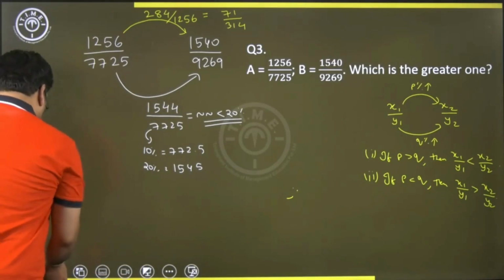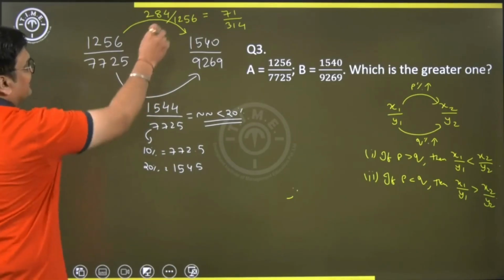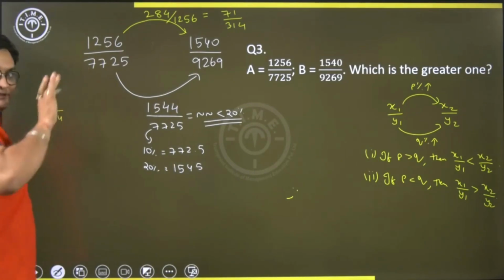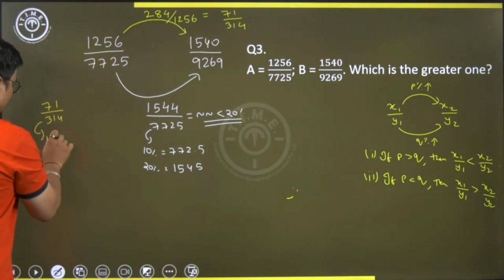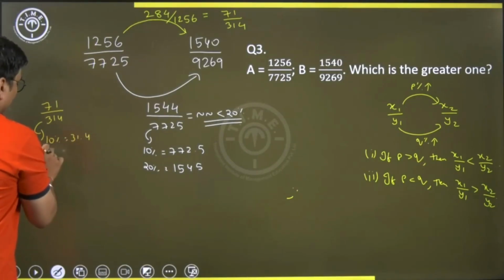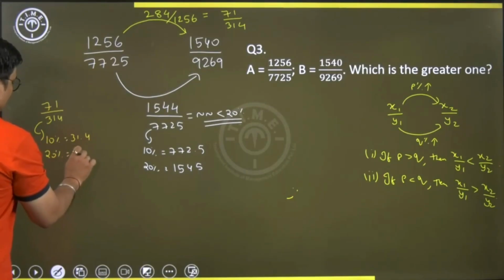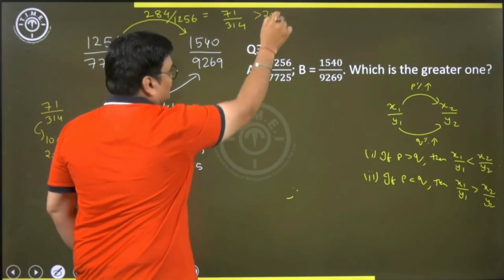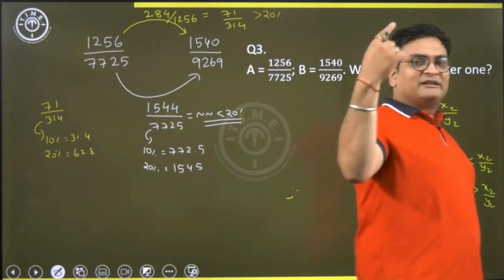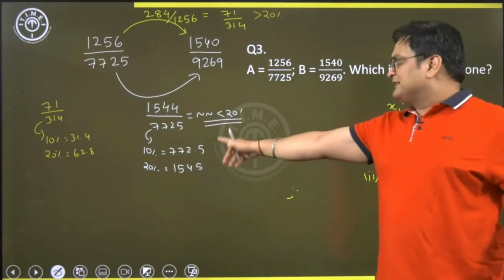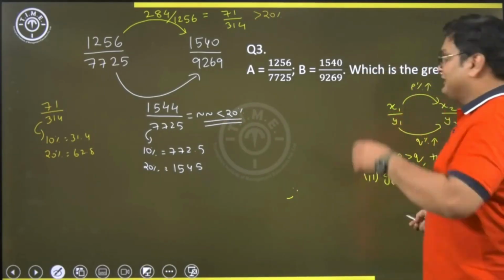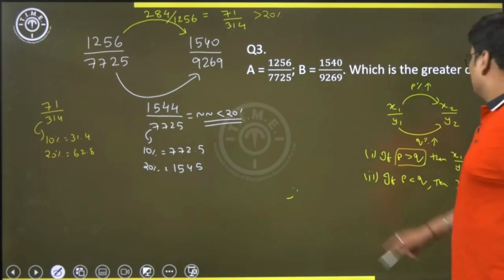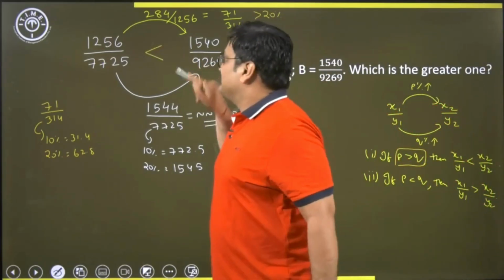Now observe, what can we say about numerator here? 71 by 314, if you look at it, I'll not try to calculate it, but observe, if I take 10% of the denominator, 31.4, so what will be 20%? 62.8, clearly this is more than 20%. So that means numerator is growing at more than 20%, I don't know the value, denominator is growing at less than 20%, hence can I say for this particular set of fractions, P is greater than Q. And if P is greater than Q, the first fraction will be less than the second fraction.